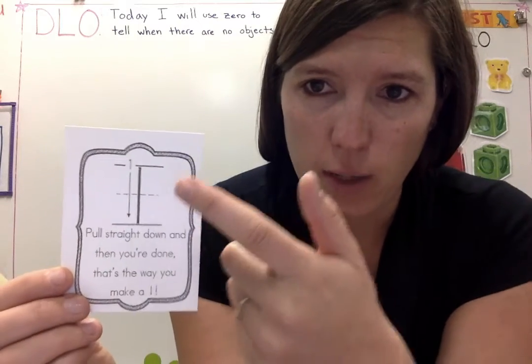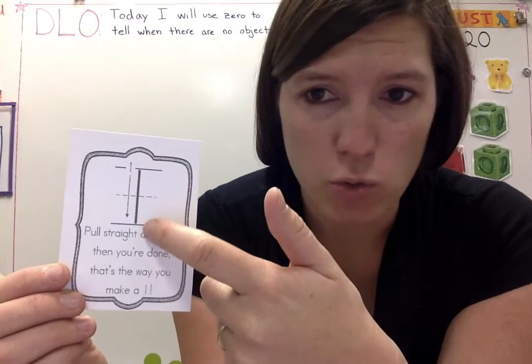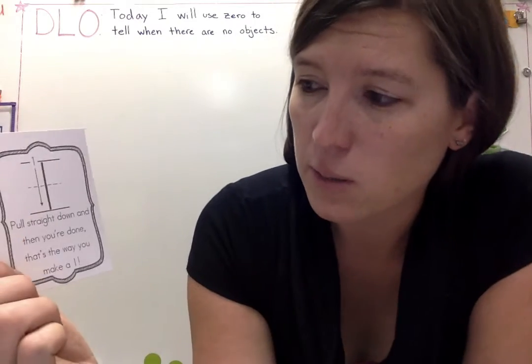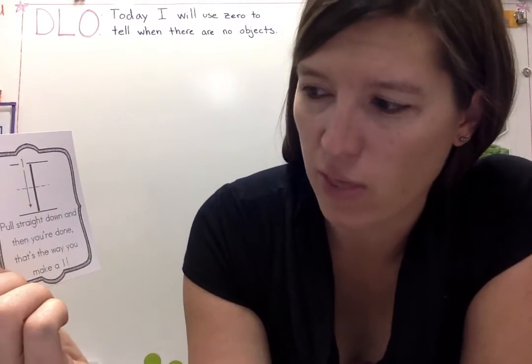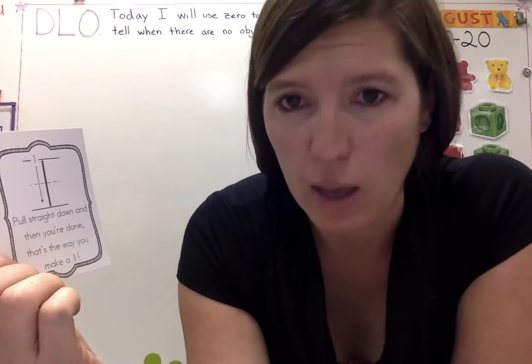This is the number 1. You start at the sky and you go straight down. The poem is, pull straight down and then you're done. That's the way you make a 1.